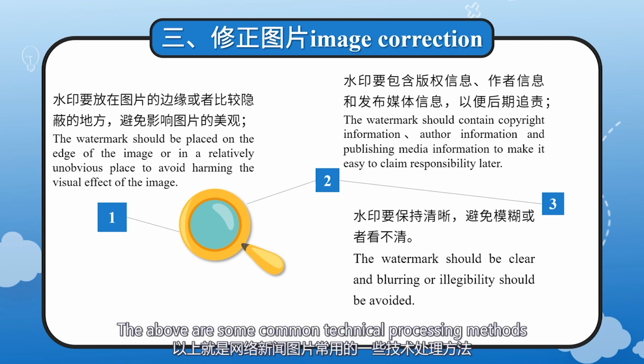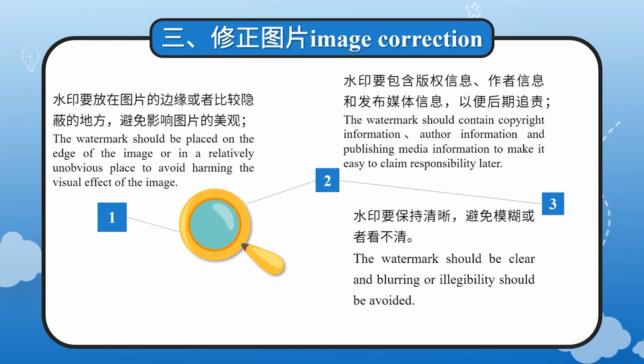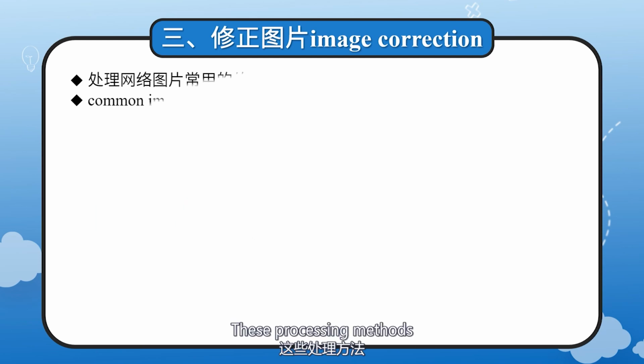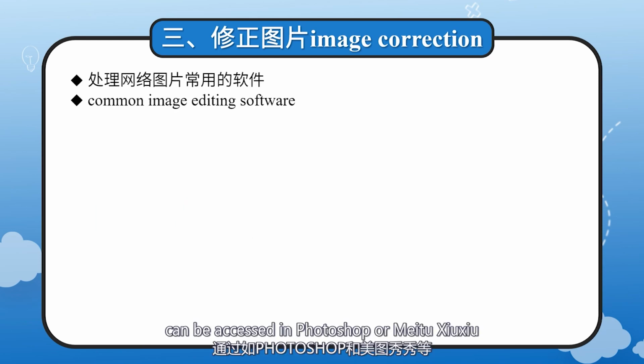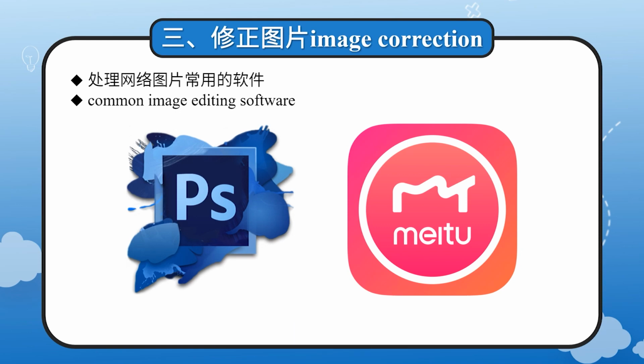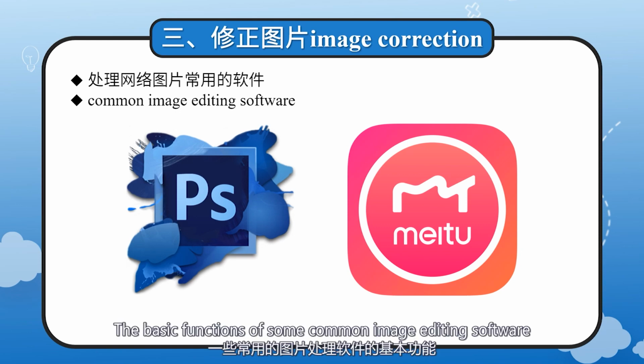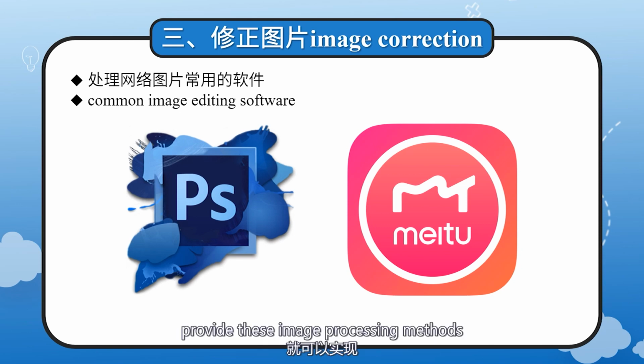The above are some common technical processing methods for pictures in network journalism. These processing methods can be accessed in Photoshop or 美图秀秀. The basic functions of some common image editing software provide these image processing methods.